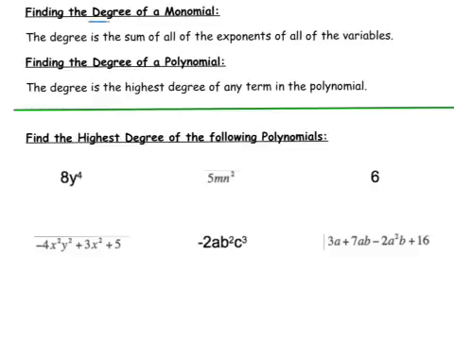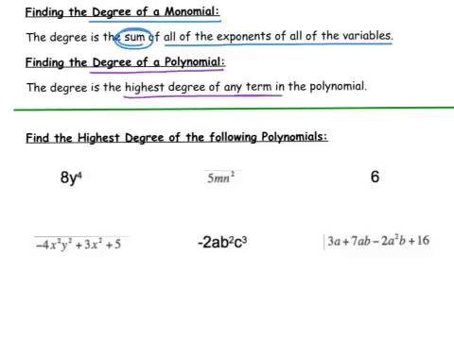To find the degree of a monomial, it is the sum of all the exponents of all the variables. So we're going to add up the exponents in all our variables. If we want to find the degree of a polynomial, where there's more than one term, it is the highest degree of any term. So we have to figure out what the sum of the exponents of all the variables adds up to in each term, and then figure out which one's the highest to find the degree of the polynomial.